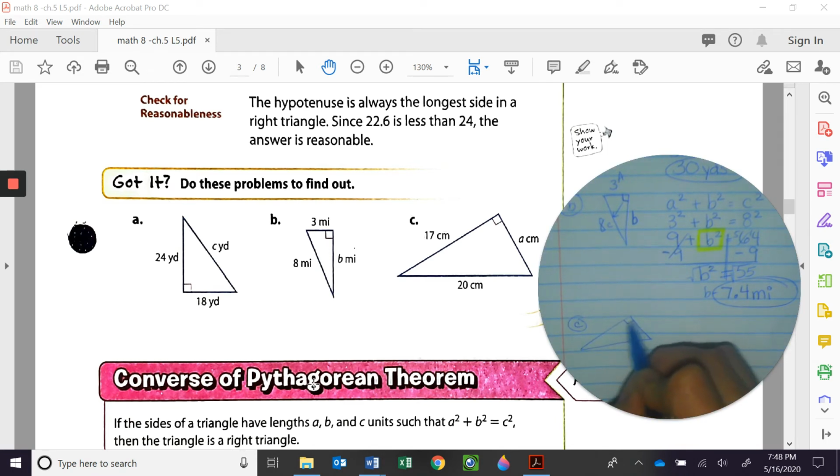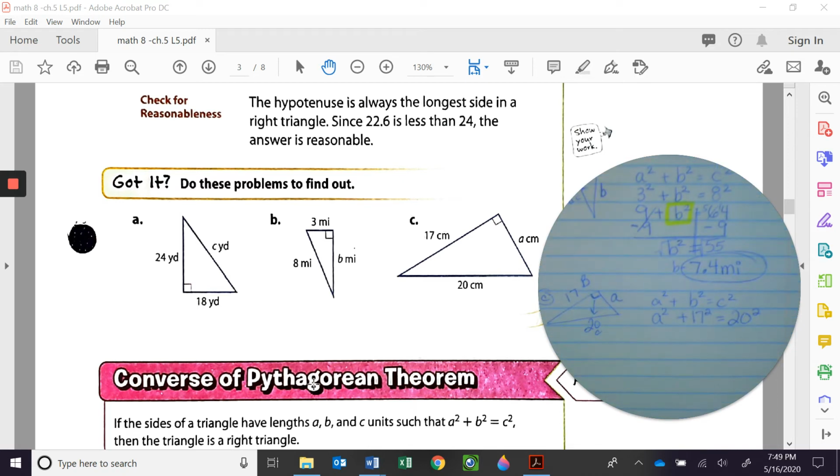Here's your 90-degree angle. We have 17, we have A, and we have 20. All right, so this 20 is your C because it's across from the 90-degree angle. They already labeled this one A, which means this one's B. Okay, so A squared plus B squared equals C squared. So A squared, which is what we need, plus 17 squared equals 20 squared.